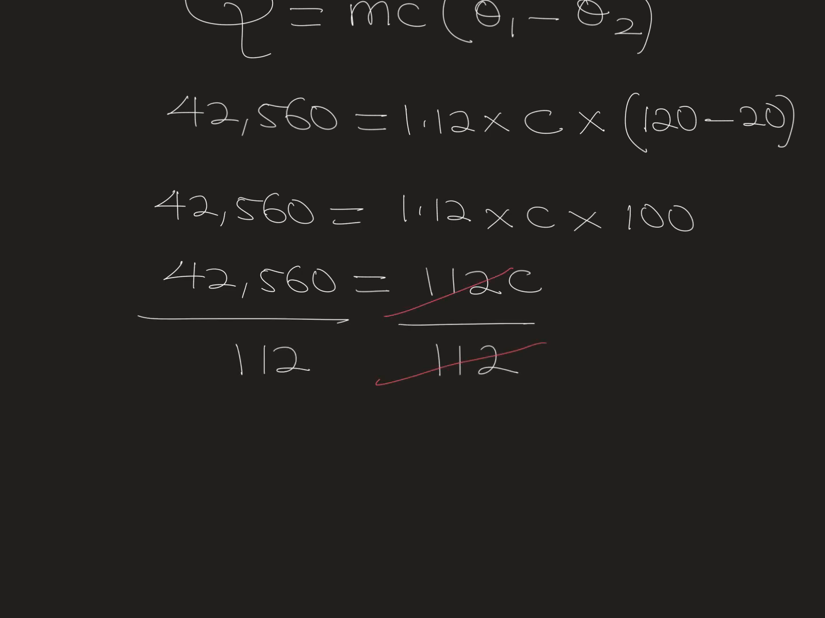This will cancel this. So therefore, the specific heat capacity of the copper block will be 42,560 divided by 112, which is 380 joules per kilogram per Kelvin. Or if we like, we can say joules per kilogram per degree Celsius.